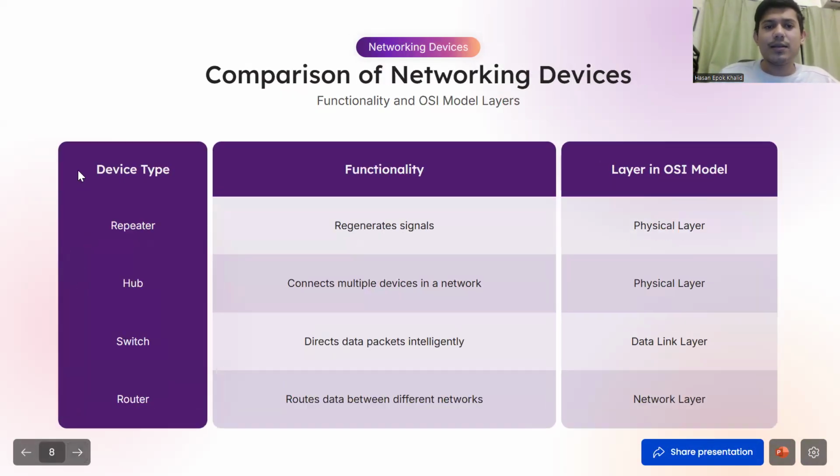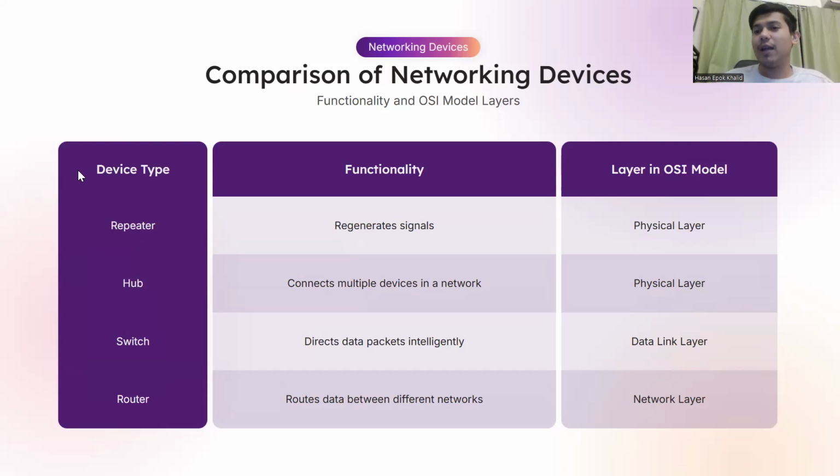And then let's see some devices that are like repeaters but not repeaters. Let's compare them. Repeaters generate signals, and this is of the physical layer. A hub connects multiple devices in a network, which also works in the physical layer. And let's talk about the switch. A switch directs data packets intelligently, and this is the intelligence that repeaters do not have. And a switch works in the data link layer. A router routes data between different networks, and that works in the network layer.